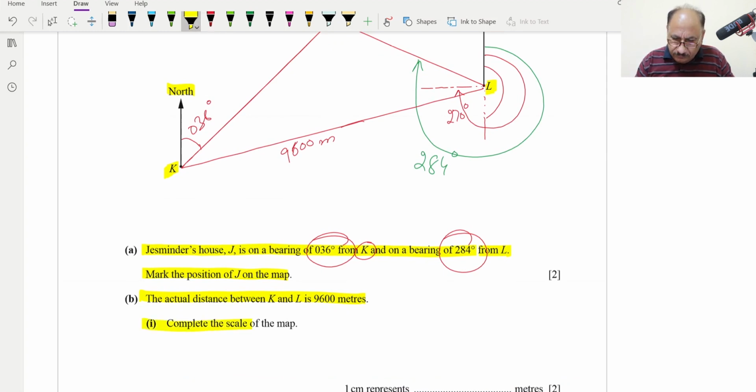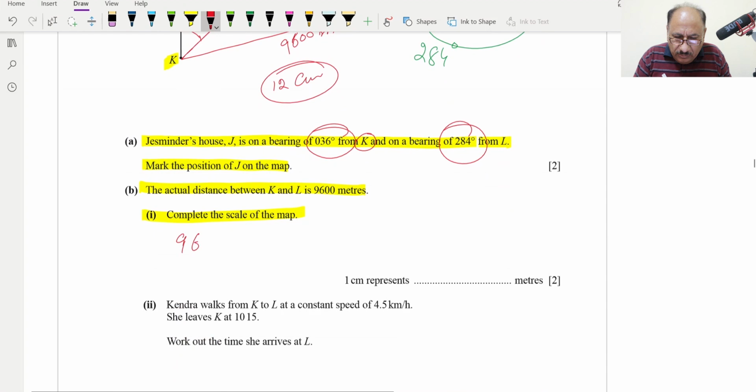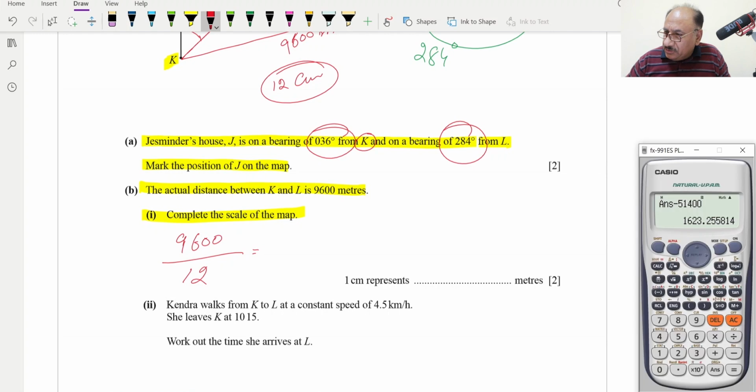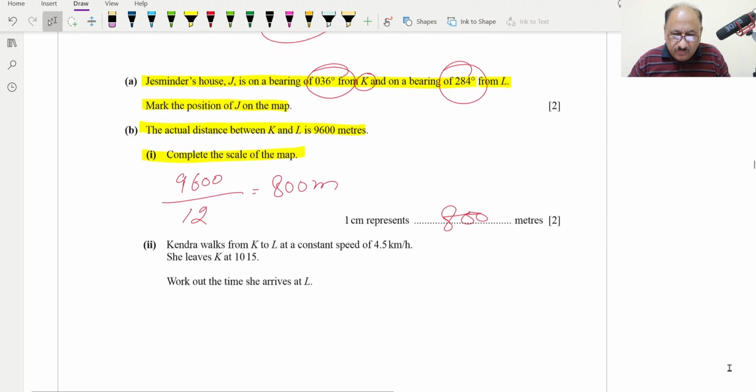Complete the scale on the map. So for the scale on the map, we can check, if we check this distance is 12 centimeters. So 9600 is represented by 12 centimeters, and 9600 divided by 12 will be equal to 800. So 1 centimeter is representing 800 meters. So this will be the scale which we are done.